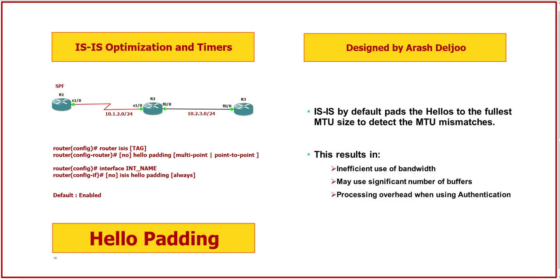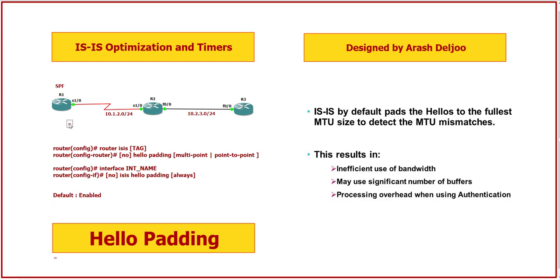ISIS optimization with the hello padding feature. In this video, I am going to talk about one of the neighborship requirements, and after that the hello padding feature, and how we can use this feature for optimizing the usage of resources, for example bandwidth and maybe CPU of the routers. Let me first talk about the MTU requirement of the neighborship.